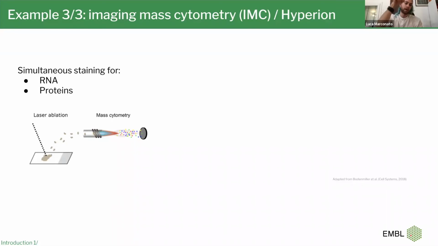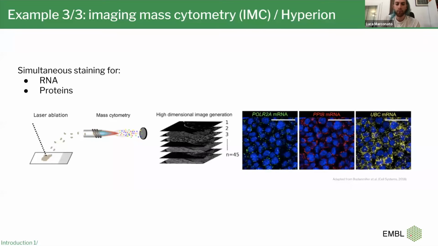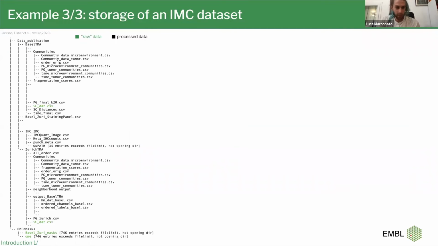And then with a laser, you pass every position in this sample and you destroy its point. What is produced from this operation is passed to a mass cytometer, deconvolving what's inside, and you obtain high resolution multi-channel images. The real data set, this breast cancer data set from the University of Zurich, looks like this. Again, there are a lot of processed files, but let's focus just on the raw data.